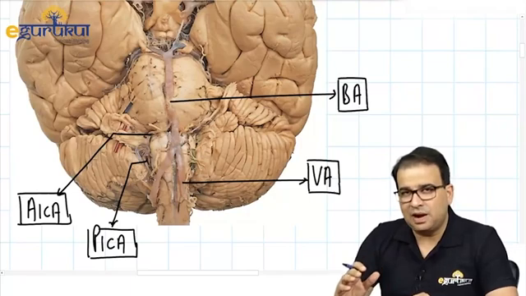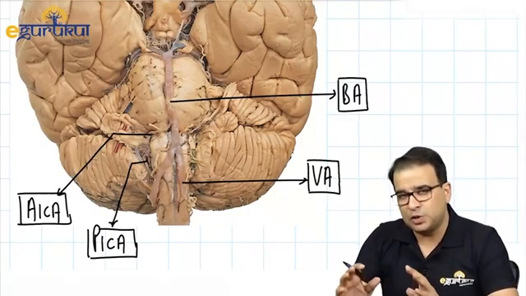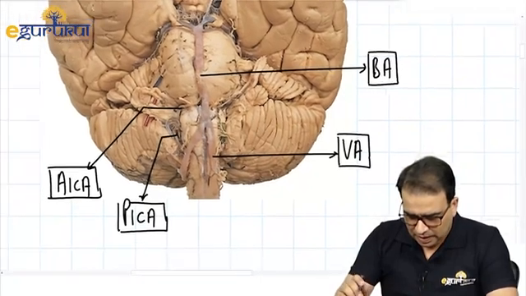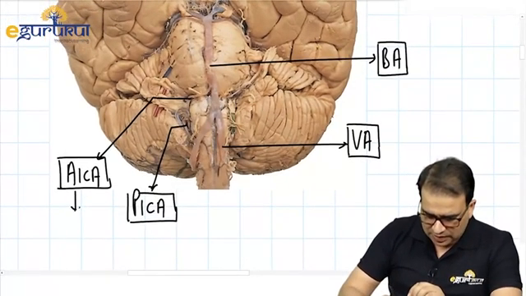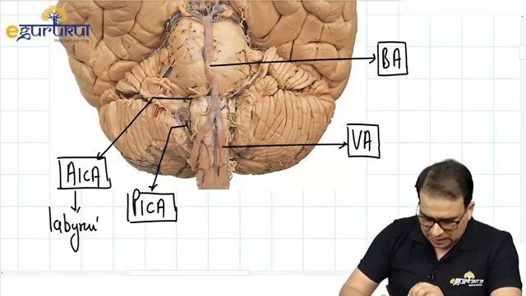Anterior inferior cerebellar artery as a variation can also arise from vertebral artery, but usually it is a branch of the basilar artery. And one piece of information which I should give you here itself: the anterior inferior cerebellar artery, in most of the cases, also gives off the labyrinthine artery.